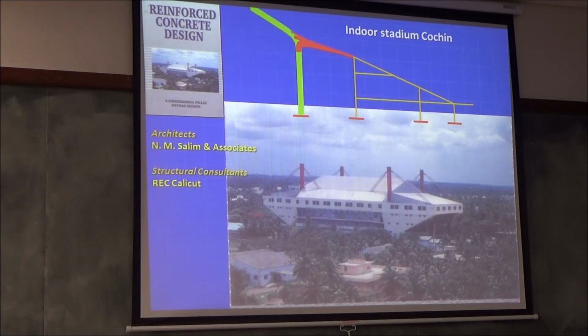This was supposed to be for the national games at Cochin during that time. So the construction was done at very fast speed, so the design had to be done very quickly. I remember we produced 56 drawings on tracing sheet. Those days there was no AutoCAD, there was no computer. It was done manually. Okay?